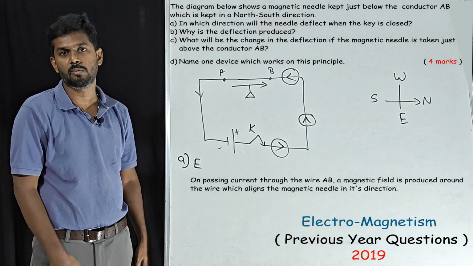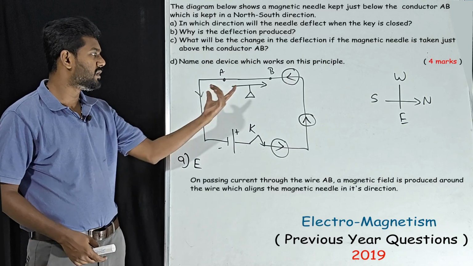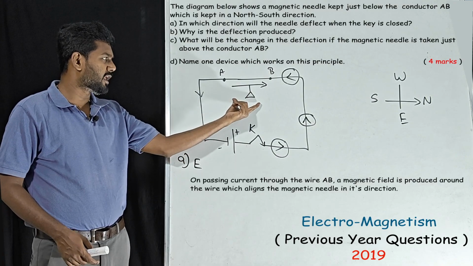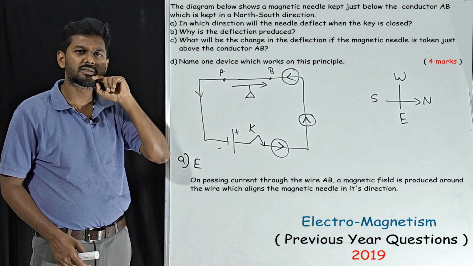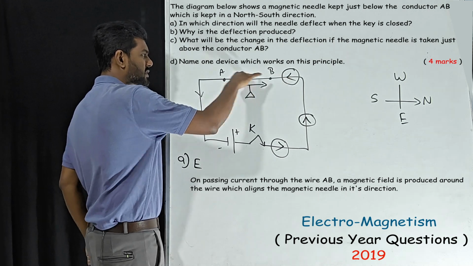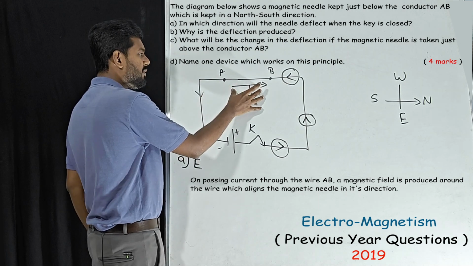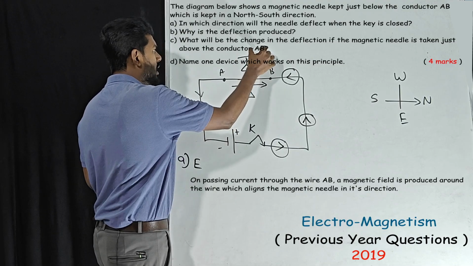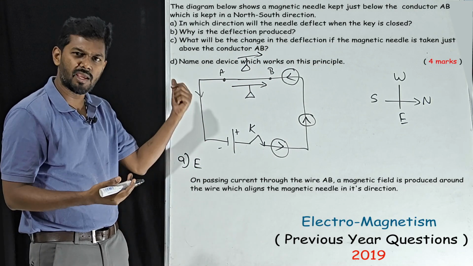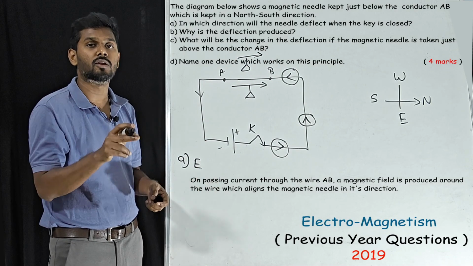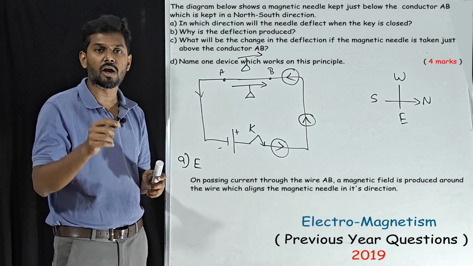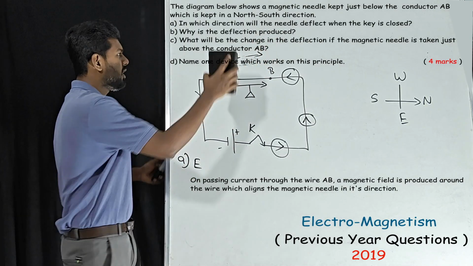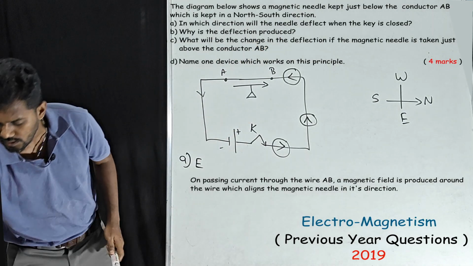Next, what will be the change in the direction if the magnetic needle is kept just above the conductor AB? Now see, now the magnetic needle is below, correct? Magnetic needle is below. When we keep this one above, what happens? Nothing will happen. Anyhow the current flows in the same direction, and magnetic needle is kept here, like this. Now again the direction of magnetic field will be same. No, absolutely wrong.